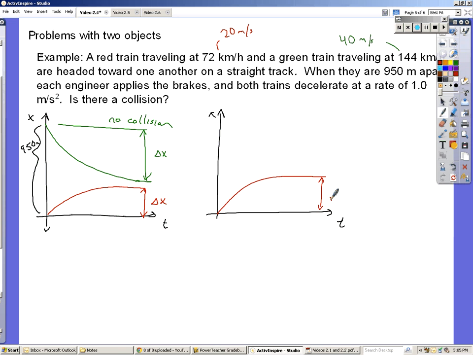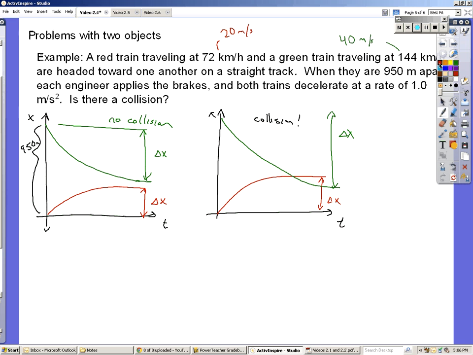If, on the other hand, our graphs look more like this, where there's the distance traveled by the red train, and here's the distance traveled by the green train, those two distances in this case are greater than 950 meters, and so in this case, there's a collision. What we want to do is find out which of these two graphs is more accurate.